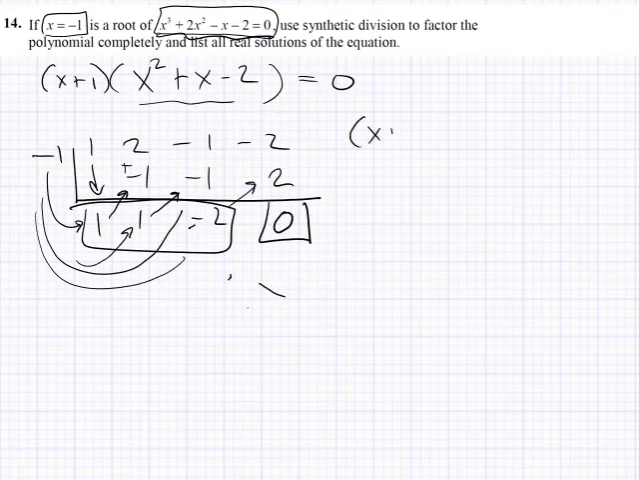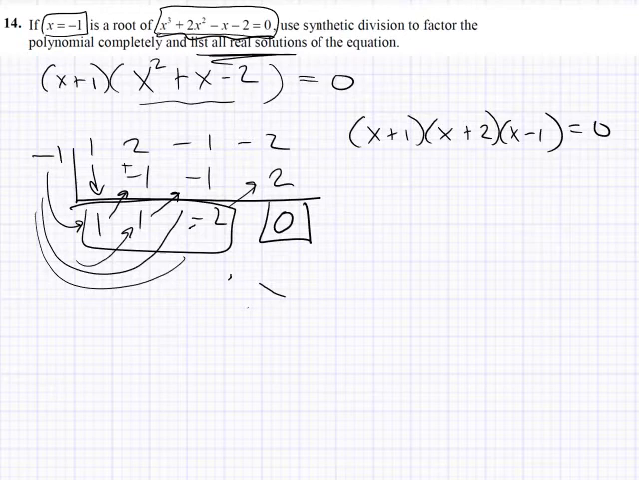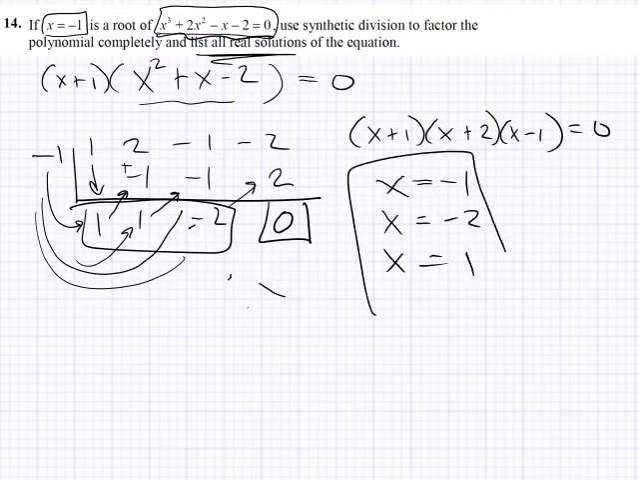So what do we have? We have x plus 1 times x plus 2 times x minus 1. So our zeros, or our solutions, would be x equals negative 1, x equals negative 2, and x equals positive 1.